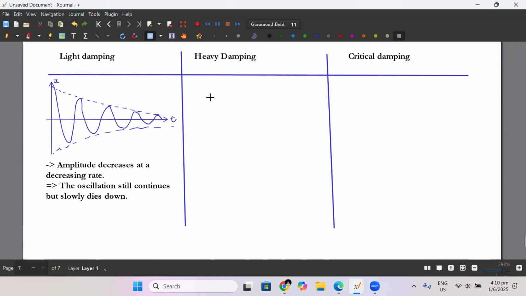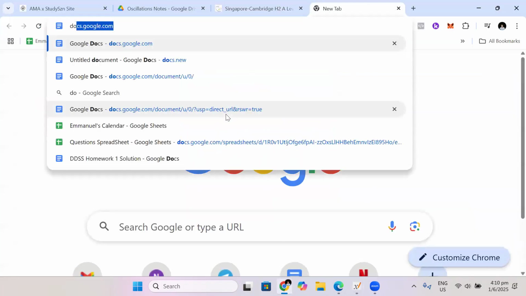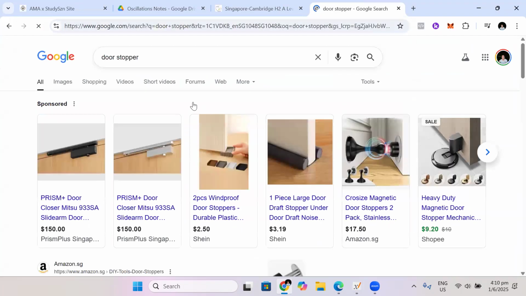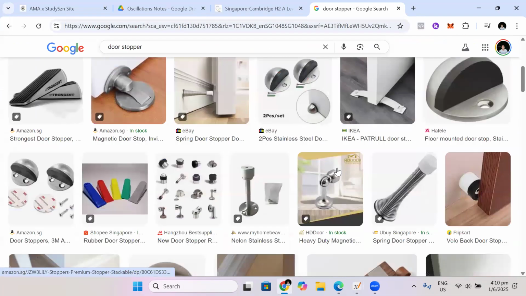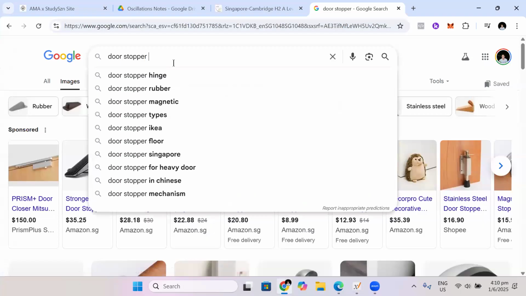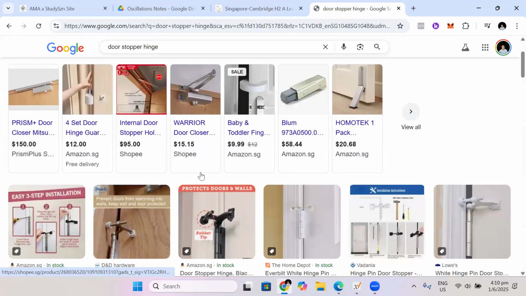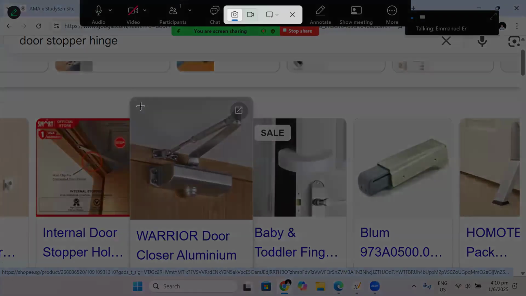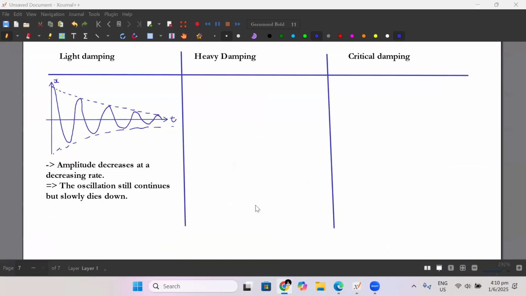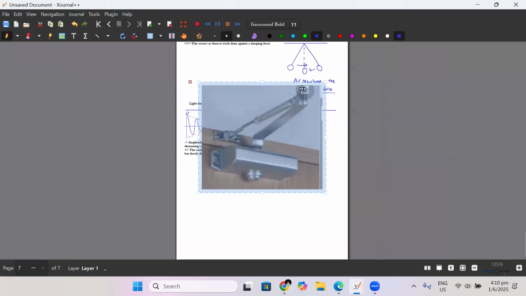How about heavy damping? Heavy damping, the best example I have for you is a door stopper. So I'll try to help you visualize this. Let me write at the hinge. Yeah, it's this kind. Can you visualize it? Okay, let me screenshot this. So yeah, think of it this way.